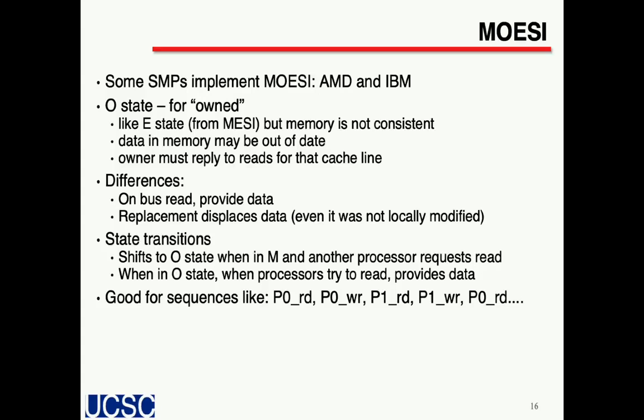So if you're in O state, you're saying that a process would try to read, which means that it would go to S state? So no. If you're in O, someone else can go to S, and you can send them the data faster than memory can. So the state of the line with O will not change? No.